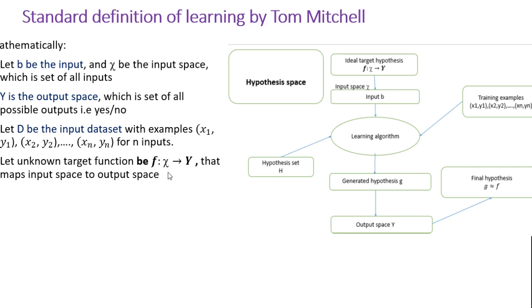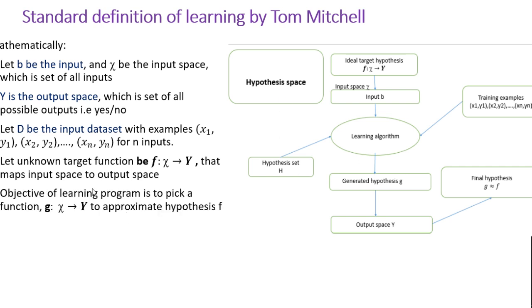So let's say f is our target function, which is mapping the input space X to the output space Y, right? Remember, this unknown target function is nothing but our ideal target hypothesis, which I want to achieve from our algorithm.